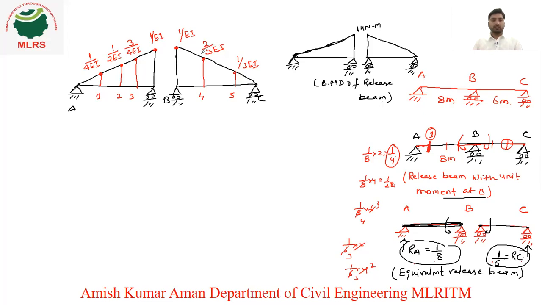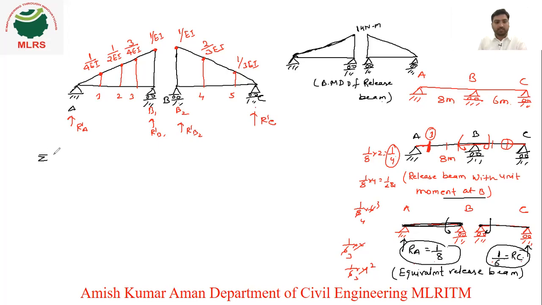Now, from this conjugate beam, we will find R dash A, R dash B1, R dash B2, and R dash C, because this is your A. Let's say this is B1, this is B2, and this is your C, right? So here it will be R dash A, here R dash B1, R dash B2, and here R dash C. From this conjugate beam only, we need to calculate these values.